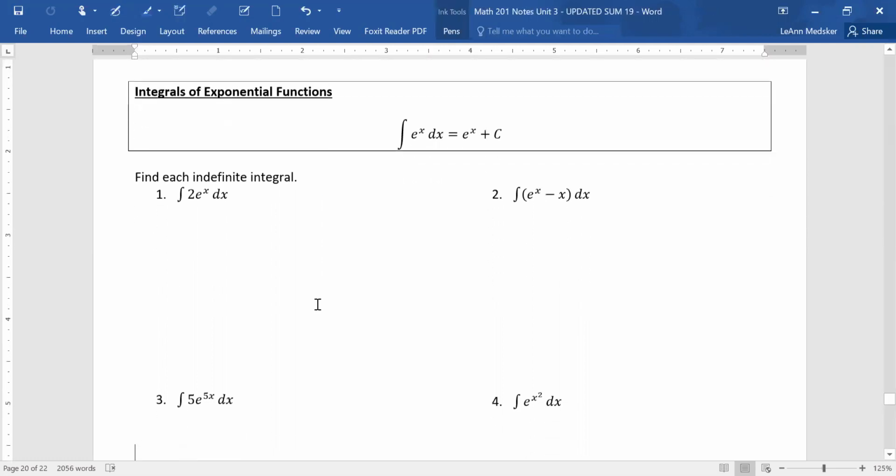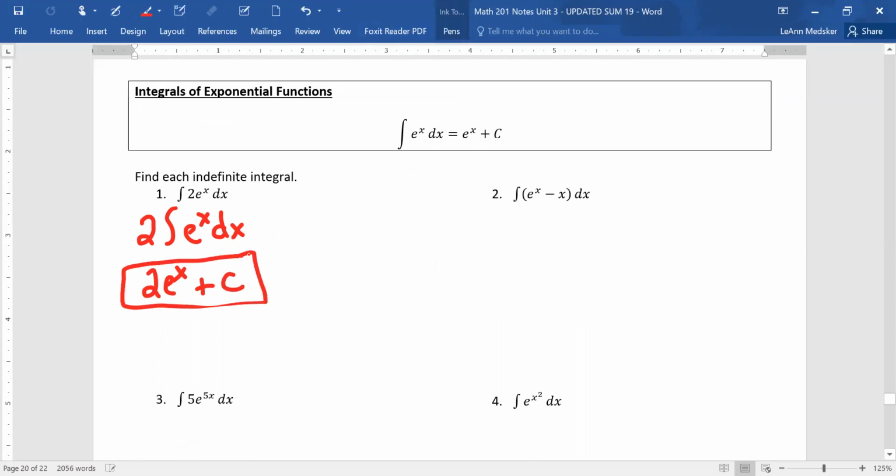So this is number 1. It says the integral of 2 e to the x dx. So remember, if you have a constant, you can pull that out to the front if you need to. So this is just 2 times the integral of e to the x dx. So the integral of e to the x is e to the x, so times 2 plus our c. So there's that first one.